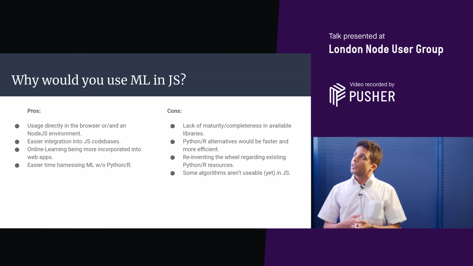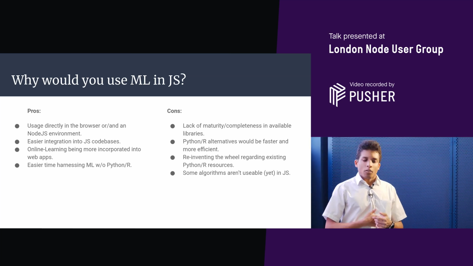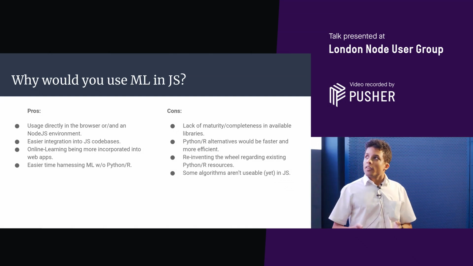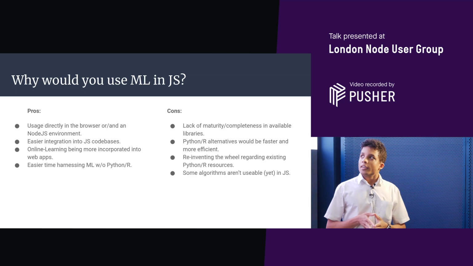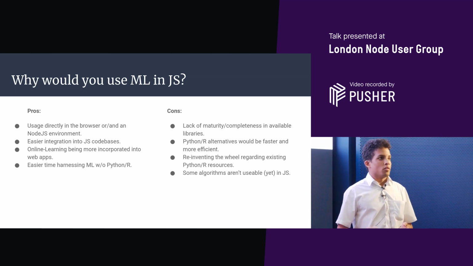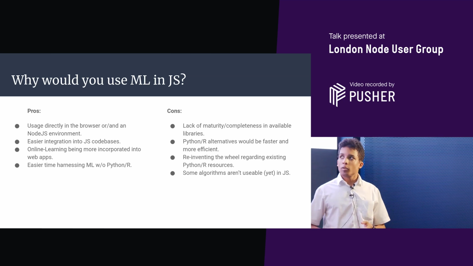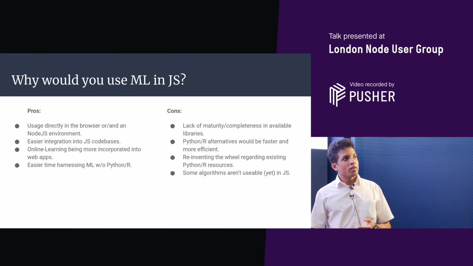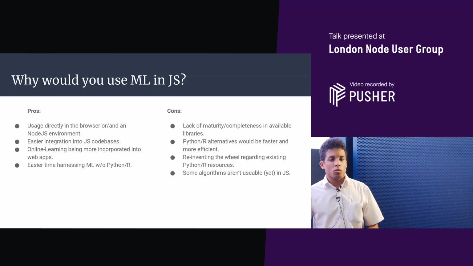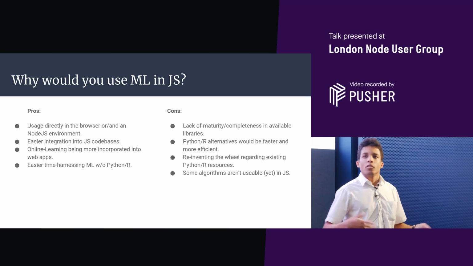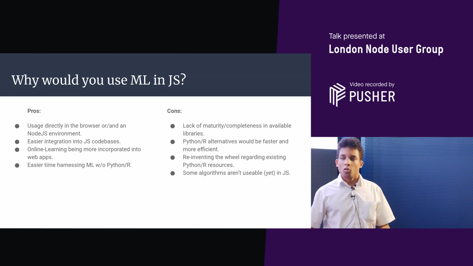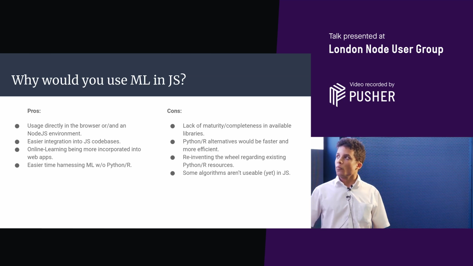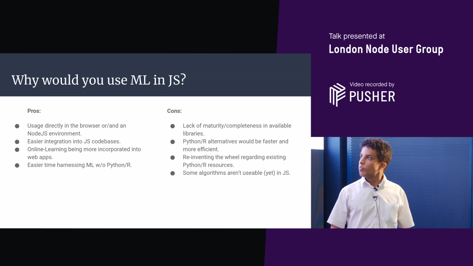Why would you use machine learning in JavaScript? Well, the good things are you can use it directly in the browser as well as in Node.js environments. It's easier to integrate in code bases written in JavaScript or even TypeScript. And online learning is more incorporated, as it's essentially just some JavaScript lines of code that you run within your web app code base or your mobile app or anything that runs a JavaScript system.